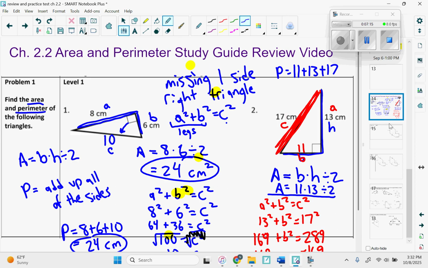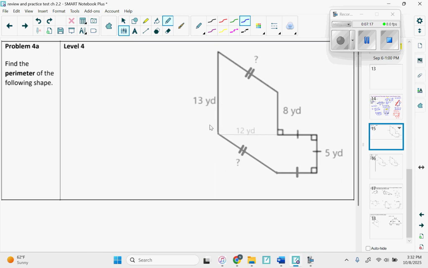All right, let's move on to problem number 4. So I'm skipping a couple problems so you can try them on your own. Problem number 4 is a composite shapes problem. And in part A, we're going to find the perimeter.